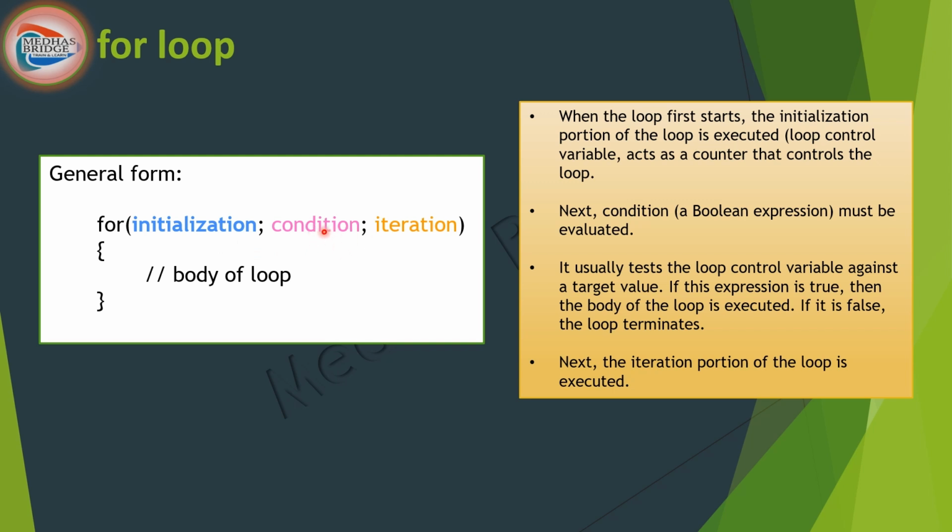But in the condition we have the loop control variable and also the target variable, right? The target variable will be updated in this area. This is called the iteration. The iteration portion of the loop will be executed at the end of the loop.